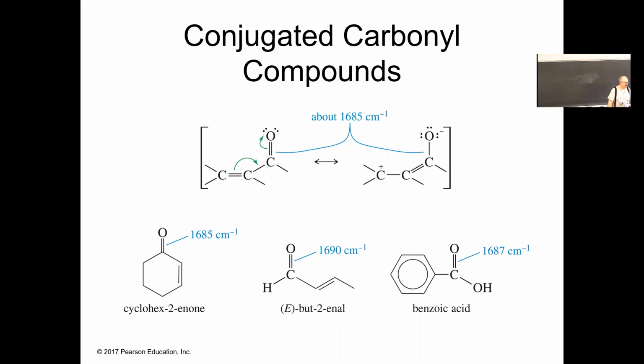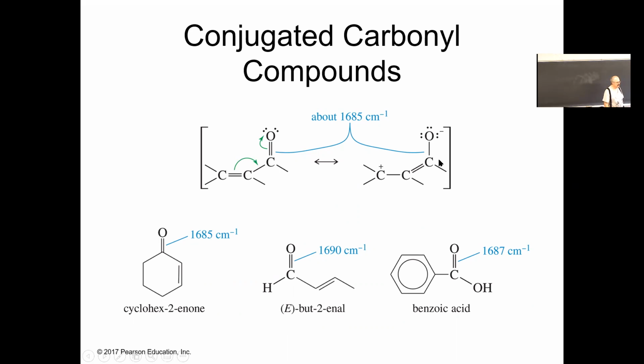Okay, we said earlier that conjugation lowers the frequency. That's also true for carbonyl compounds. So a normal aldehyde or ketone or carboxylic acid shows up at about 1700. Okay, here are some examples of conjugated systems.